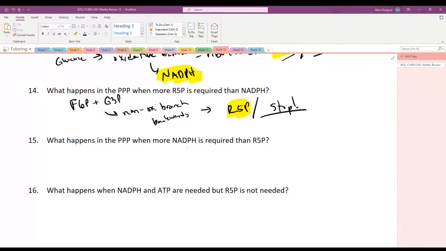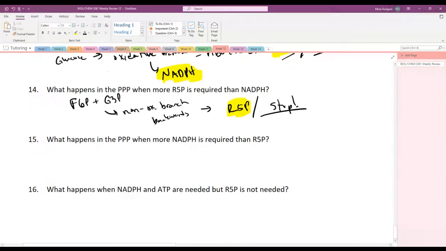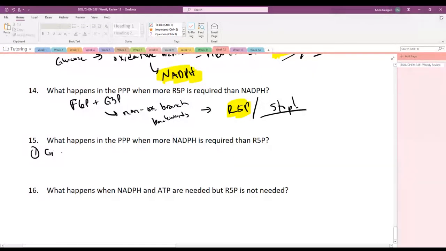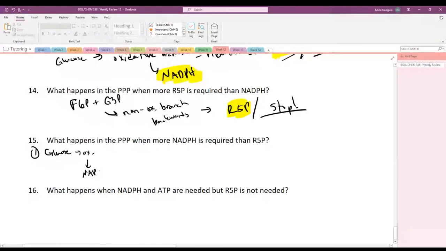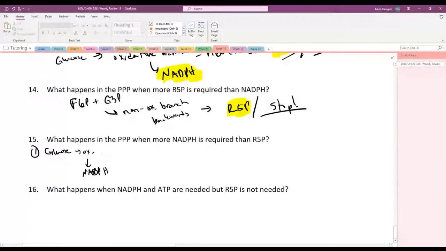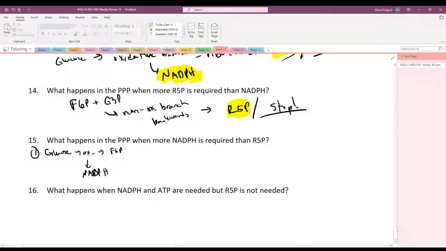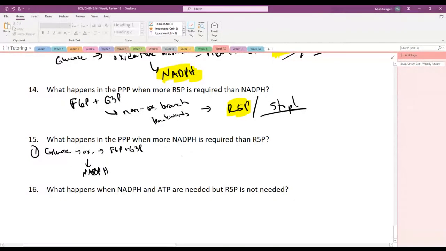Well, I mean, we can just do it, and it's more complicated than that. But effectively, what we could do is one of two things. First, I'm going to kind of make these one. So you put glucose in, and then you run it through the oxidative branch to get the NADPH you need. Okay, and then you run it through the non-oxidative branch to get to F6P and G3P and all that.